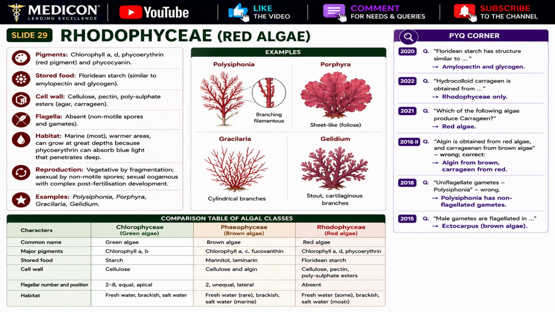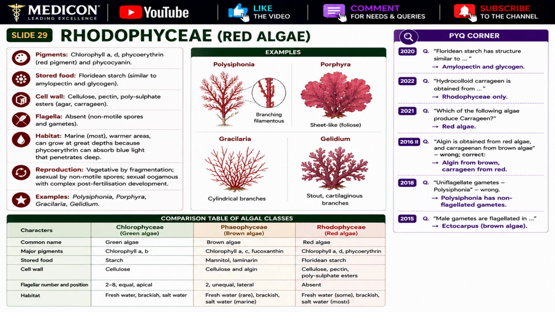Moving on, the third category of the algae we are going to study is Rhodophyceae, also called red algae. Let's see the important key features of this Rhodophyceae, that is red algae. Pigments are chlorophyll A, D, and phycoerythrin, a red pigment, because of which the whole algae is red in color, and phycocyanin. So the pigments, basing on the coloring also, you have to remember.